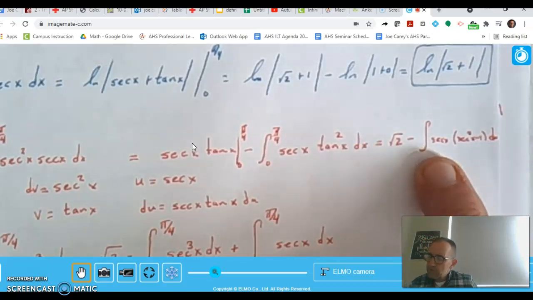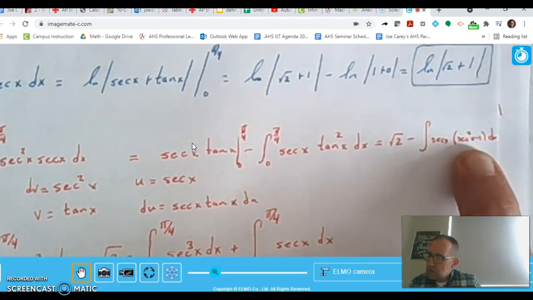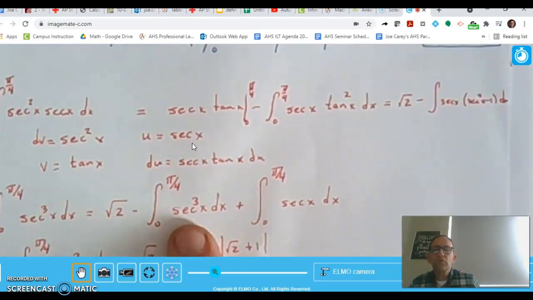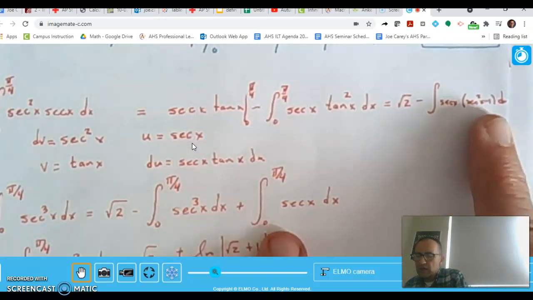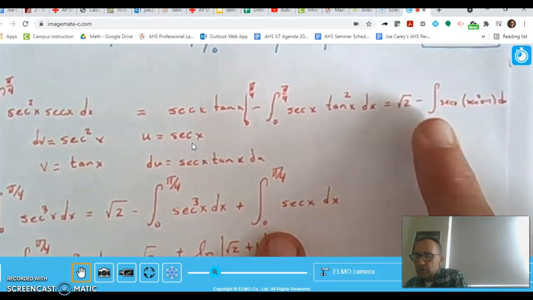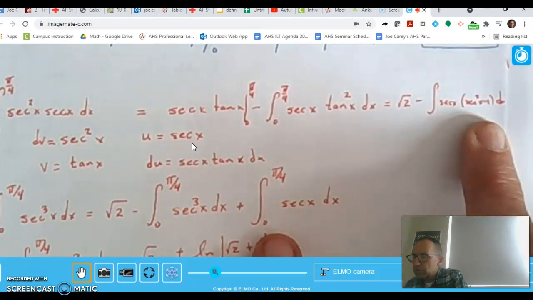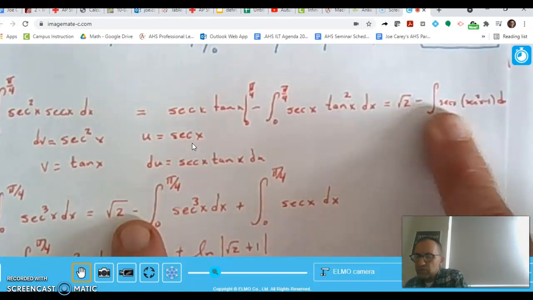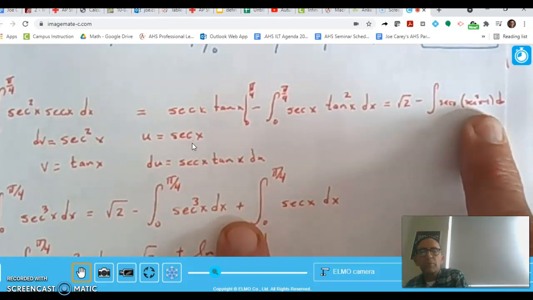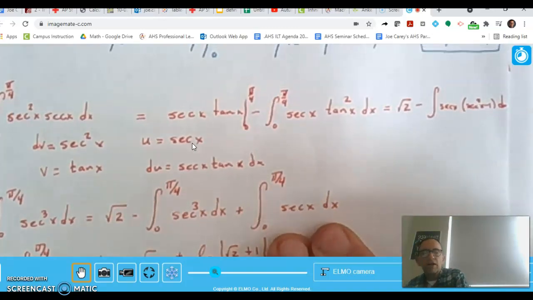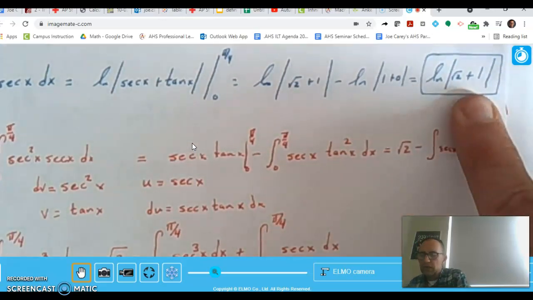Distributing through the parentheses then, we'll get the secant cubed for our first term when we multiply secant by secant squared, and secant for our second. Now this is a minus for both of these, so this will stay minus, and when we subtract the negative, that will turn that into a positive. We've already evaluated this thing up here, and we got that.